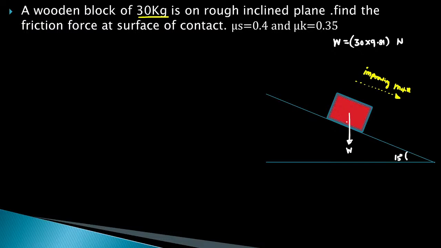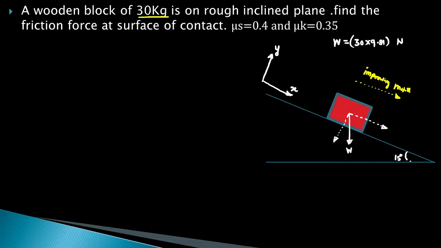Now we will resolve this weight W. One component will act along the plane and one component will be perpendicular to the plane. I will draw the reference axis here. Along the plane direction, this is the x axis, and perpendicular to the plane, this is the y axis. So resolve this W along the plane and perpendicular to the plane. This is the component acting along the plane, and this component is perpendicular to the plane.